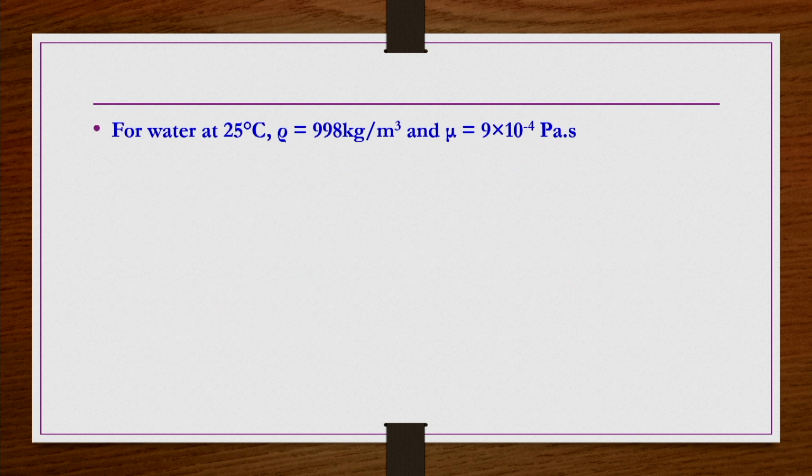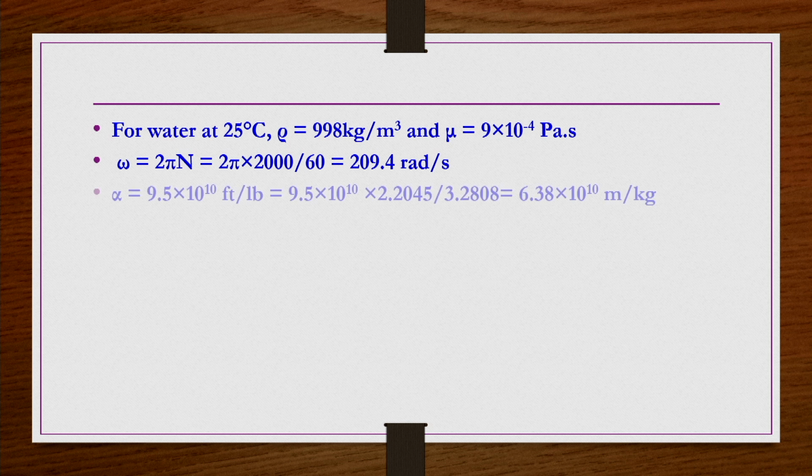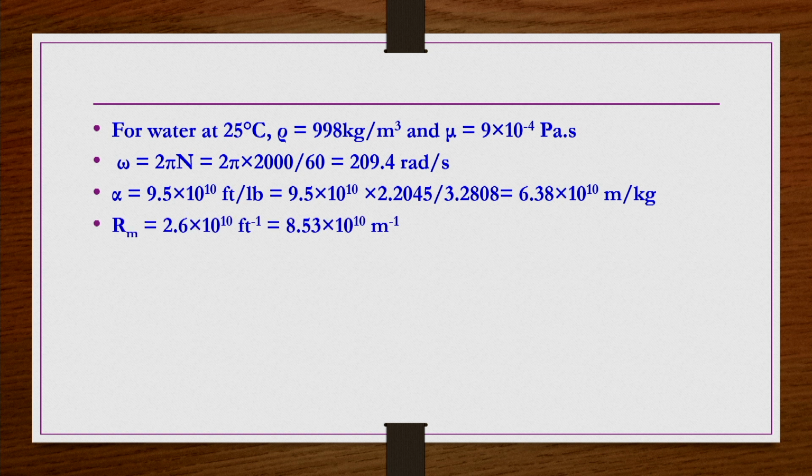For water at 25 degrees centigrade, rho and mu we can find from any standard textbook. Omega is required, but n is given, 2000 rpm. So 2 pi n by 60 gives omega in radians per second. Alpha is given in foot per lb, so you have to convert it into meter per kg. Similarly, Rm is given in foot inverse, which you have to convert into meter inverse units.